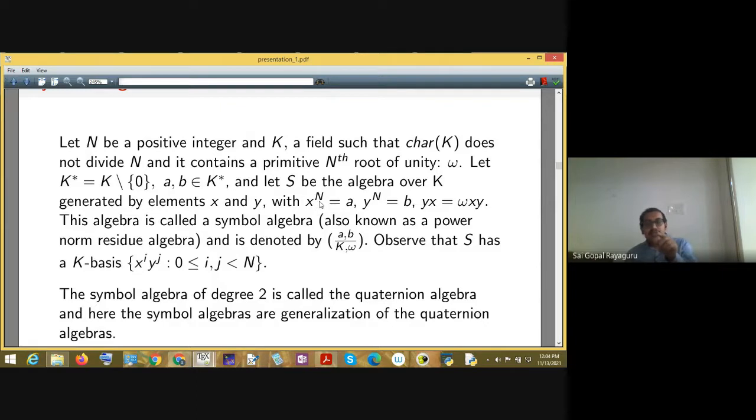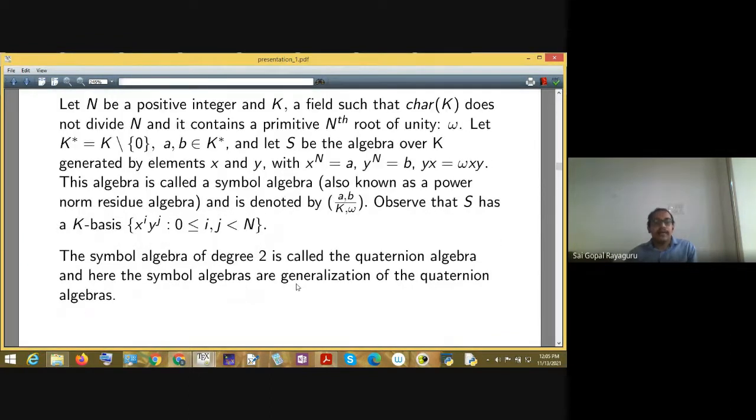When n is 2, you can see x square is a and y square is b, and yx is equal to omega xy. Since n is 2, omega is minus 1, so yx is equal to minus xy. So this rule coincides with the multiplicative rule defined in the quaternion. So the symbol algebra of degree 2 is called the quaternion algebra. They coincide. For each symbol algebra defined over this field k, we have a k basis.